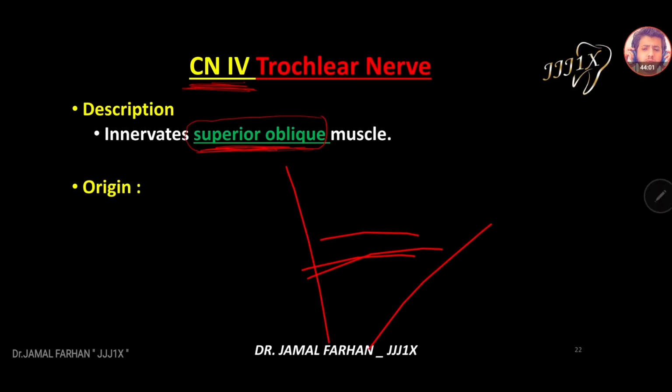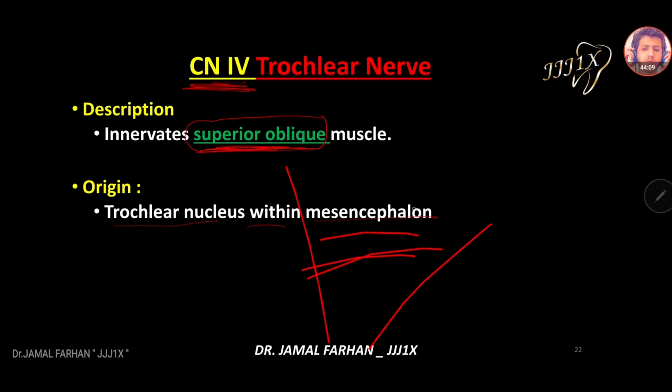Okay, because it's a motor nerve, it goes from the trochlear nucleus within the mesencephalon, in the central nervous system, from something called the trochlear nucleus.